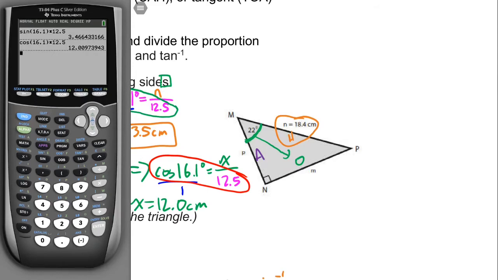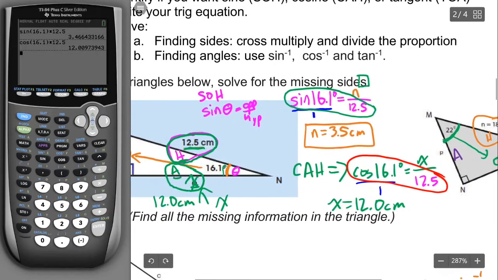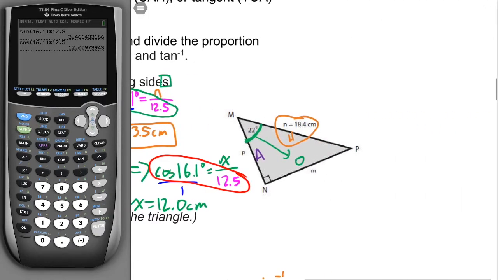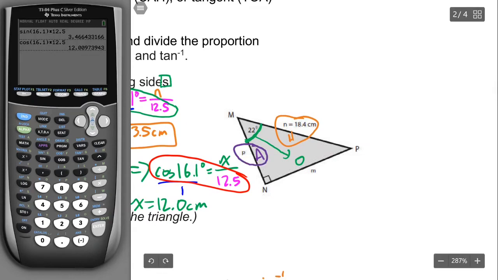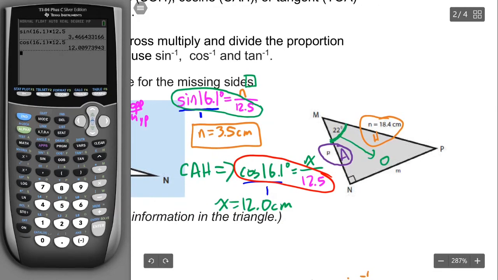So which one do you want to solve for first? Well, since we did sine first last time, let's not be prejudiced against cosine. Let's give cosine a chance. So I'm going to choose to solve for P first because it says to solve for the missing sides.